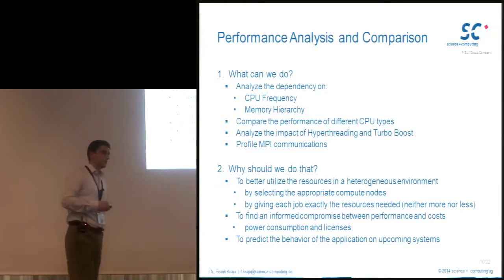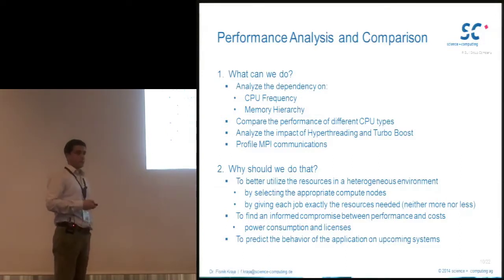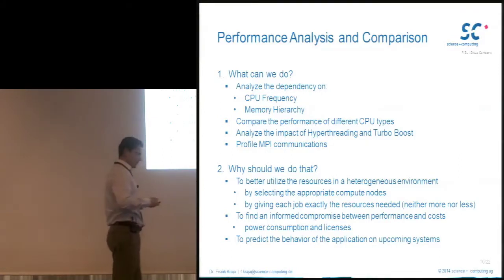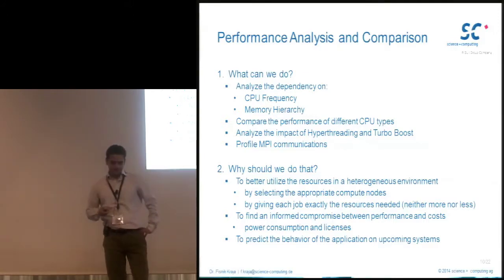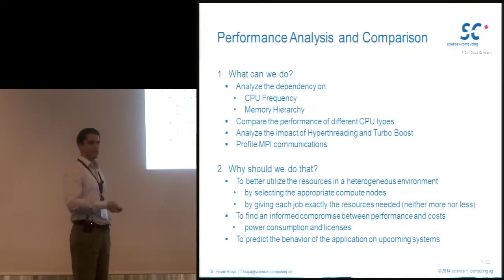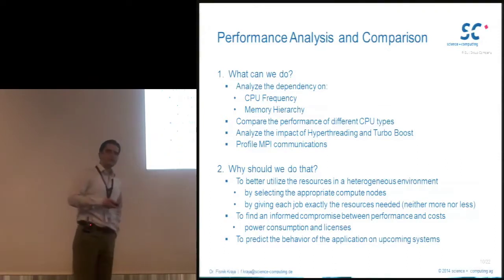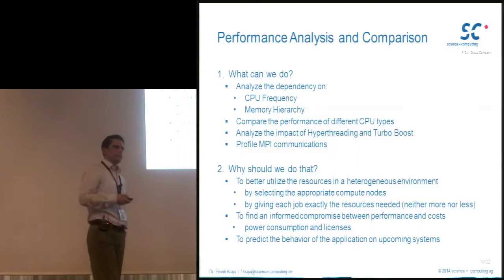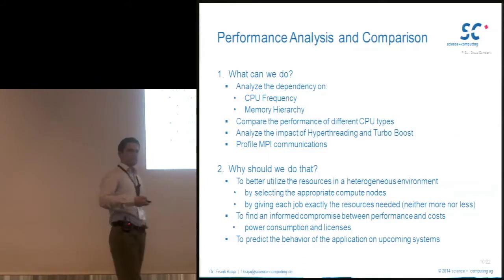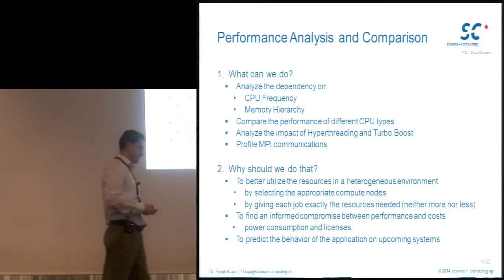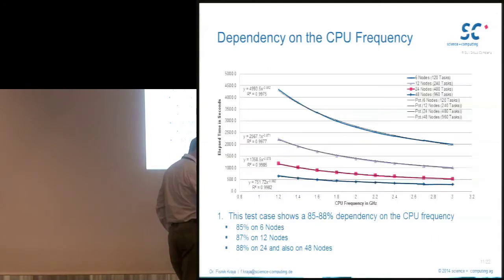Sometimes we also need to find a compromise between performance and costs. In this case, I'm talking about license costs and power consumption. And sometimes we also have to predict the behavior of an application on the next generation of processors, like what's coming next. You have more cores, maybe more cache, maybe more memory bandwidth, and probably a little bit more frequency. But you need to analyze the application in order to say this application will behave like this in the next generation, and which one would be the best to select as CPU type.